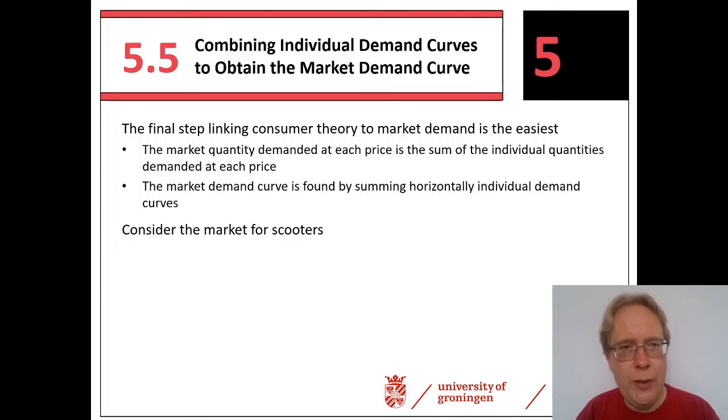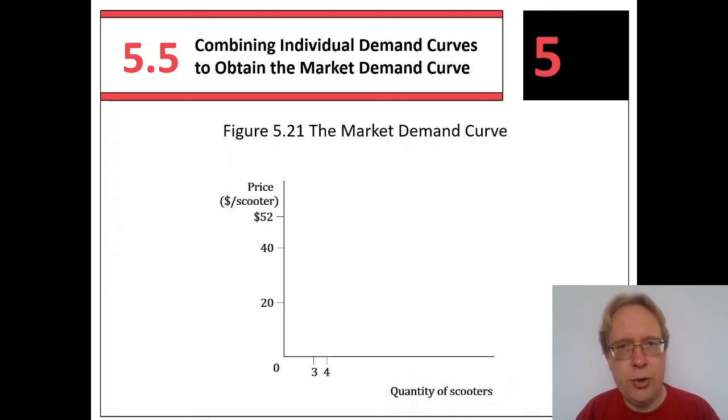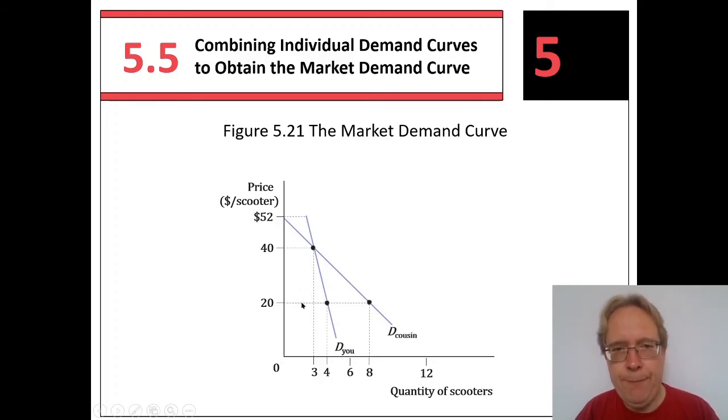So here's a more concrete example. Consider the market for scooters. Here is your demand function. Here is the demand function of your cousin. What is the total demand function of the two of you? Well, at a price of 20, your demand is 4. Your cousin's demand is 8. So total demand will be 12, right? At a price of 40, your demand is 3. Your cousin's demand is 3. So total demand will be 6.